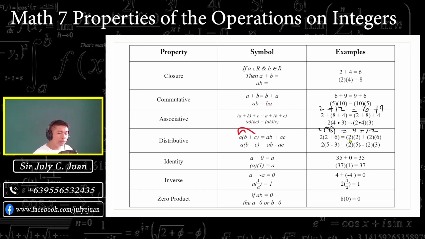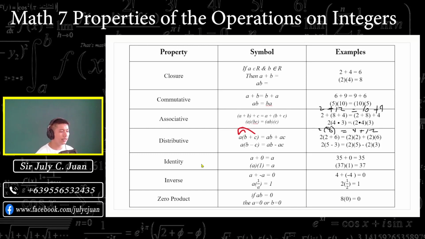Kasi kapag inuna mo yung 2 times 2 plus 6, 4 plus 6 magiging 10, hindi na siya tama. Okay? So ganun din sa subtraction, ganun lang din. Parehas lang sila. Ang pinagkaiba nga lang ay syempre that is minus, dun sa una ay plus.